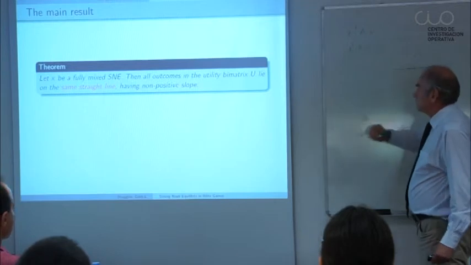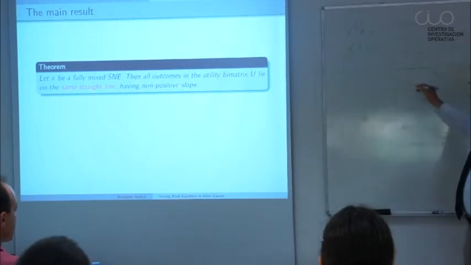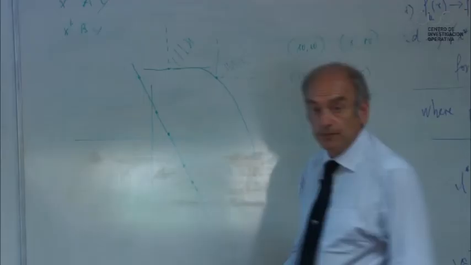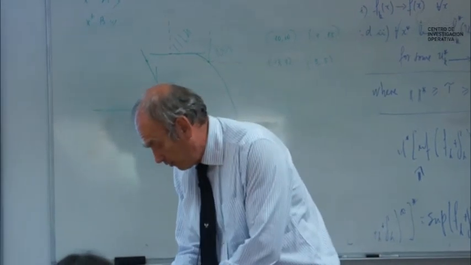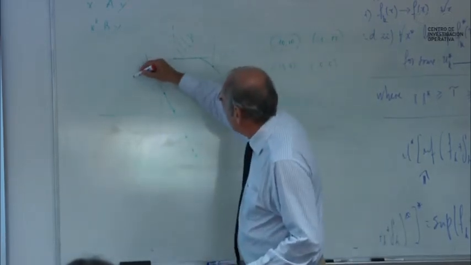So, this result says, suppose that the equilibrium is fully mixed, okay? So, the payoffs of the players are in R2, okay? We have two players. So, for instance, like before, we had 10, 10, 3, 15, 5, 5, and 15, 3, okay? So, I consider these four points, they are on the plane, okay? Here, what I'm saying is that if the Nash equilibrium is strong and fully mixed, then all these must belong to the same line. Okay? Why is it so interesting to me? Because for the following reason, which is a very good reason, if I change this a little bit, I can move it and make it come here.